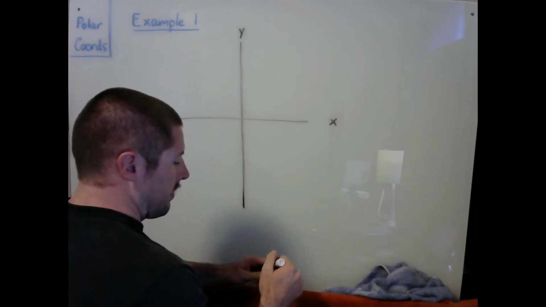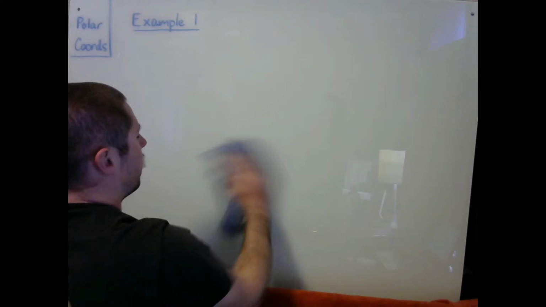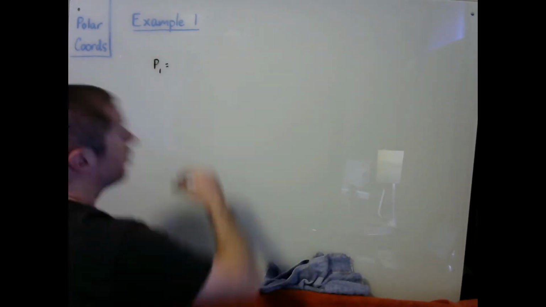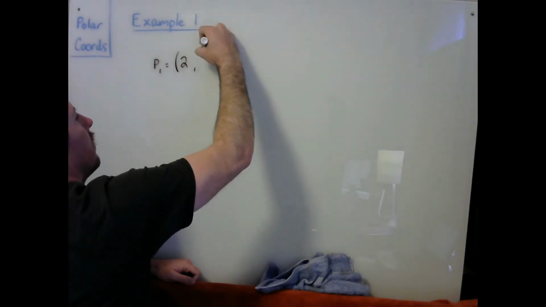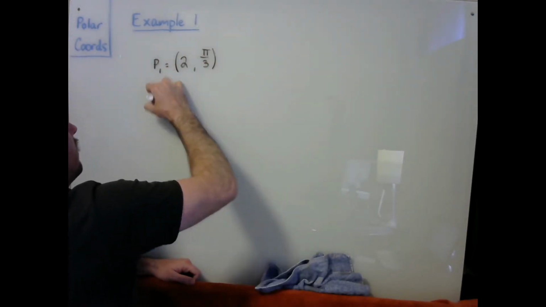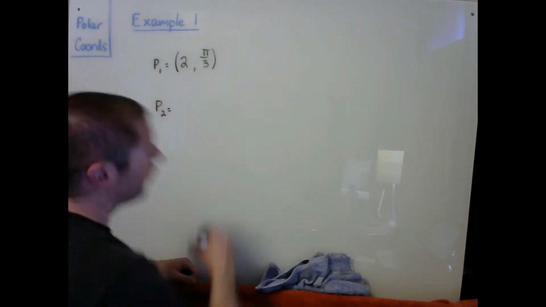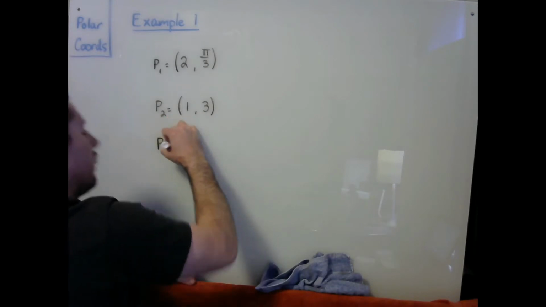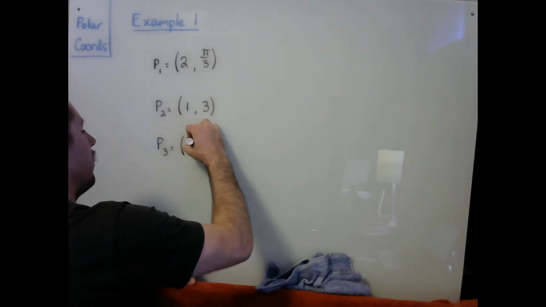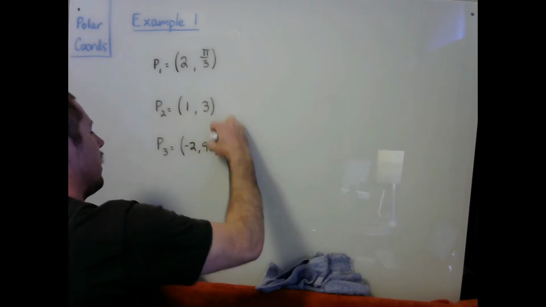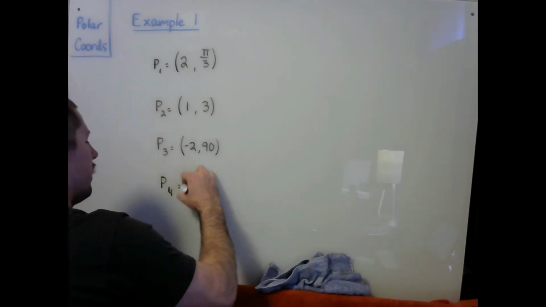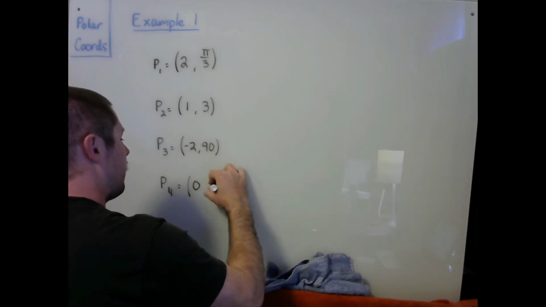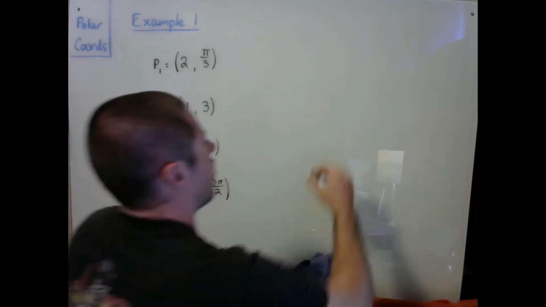So we've been given, sorry, I'm going to actually move this over slightly here so I can write my P1 through P4 right here. We are looking at P1 being (2, pi/3). P2 is going to be (1, 3). P3 is going to be (-2, 90°). And P4 is going to be (0, 3pi/2).